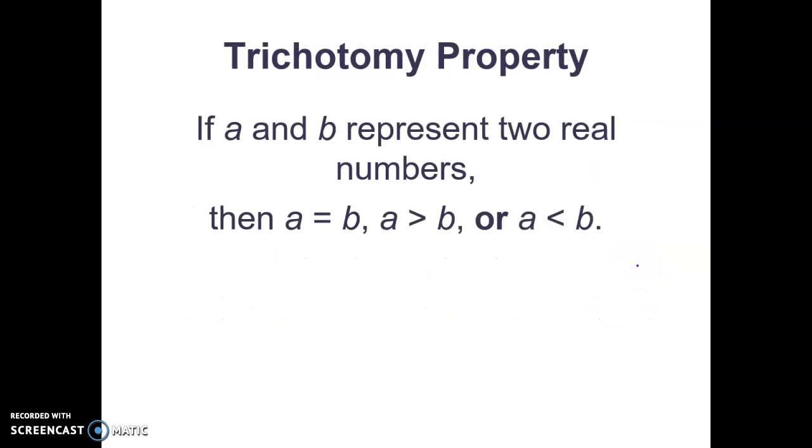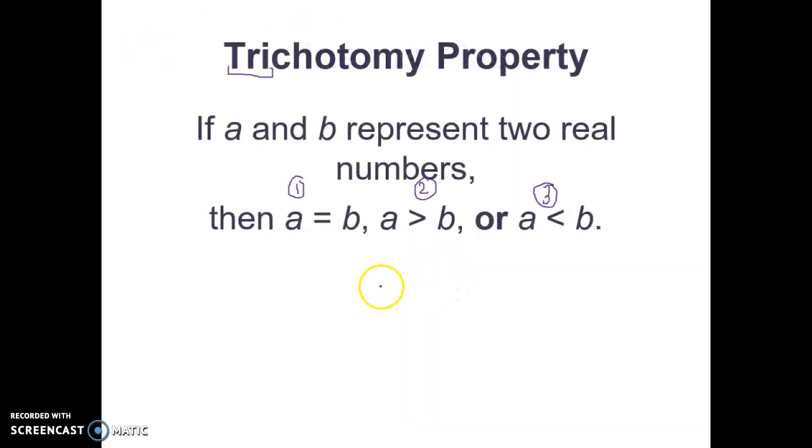All right, now that we've reviewed those symbols, let's take a look at the trichotomy property. Remember, trichotomy means 3. And when we look at a set of numbers, there are 3 possible things that can be true. If A and B represent 2 real numbers, then one of these 3 things must be true. Either option 1, A is equal to B, option 2, A is greater than B, or option 3, A is less than B. That is our trichotomy property. It says that these 3 things must be true of any 2 numbers.